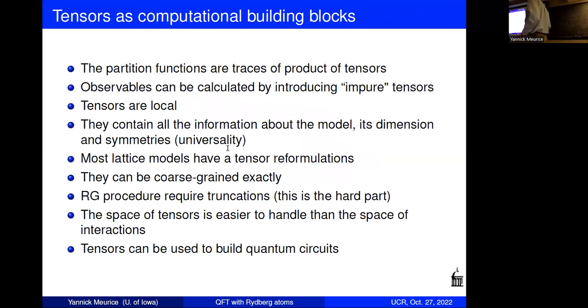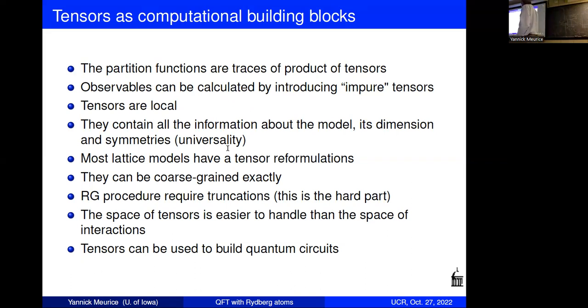Now some general philosophy. The tensors are a new computational building block. So we can rewrite the whole lattice partition function as a trace of a product of tensors. So these are the new ingredients. In the old formulation, you have the actions. The action gives you the possible theory. Instead of an action, which is complicated because it has all kinds of terms, a tensor is an algebraic object with indices.